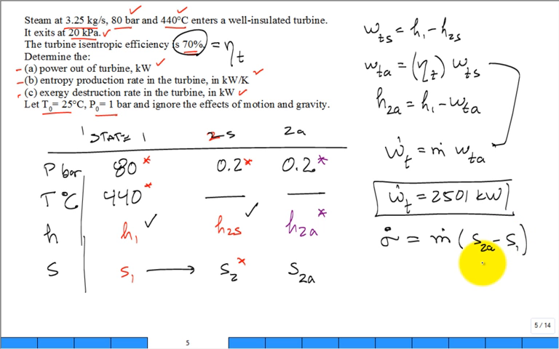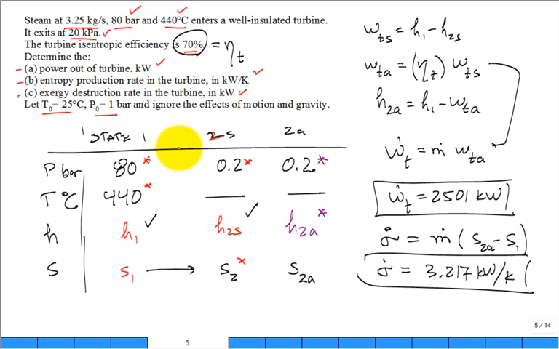True? And so this sigma dot comes out to be 3.217 kilowatts per Kelvin. Now, what is part C? Finally, something new out of chapter 7. What is the exergy destruction rate in the turbine?